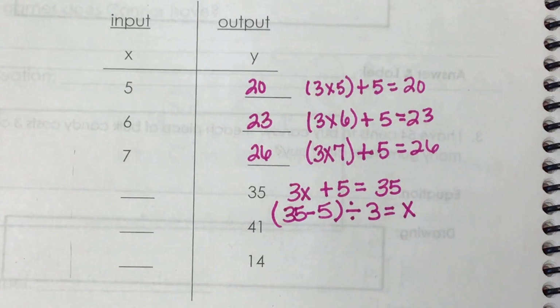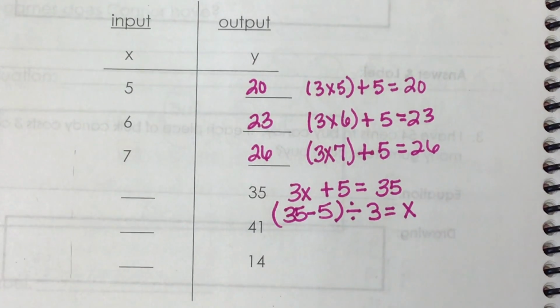We're just working backwards. So what is 35 minus 5? 35 minus 5 is what, Brady? 30. And then I divide it by 3, which gives me 10.